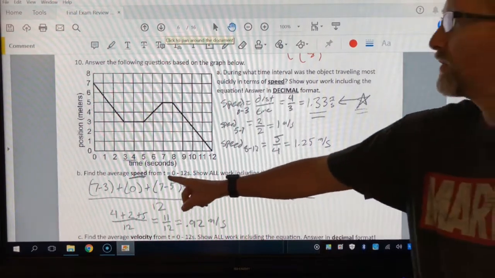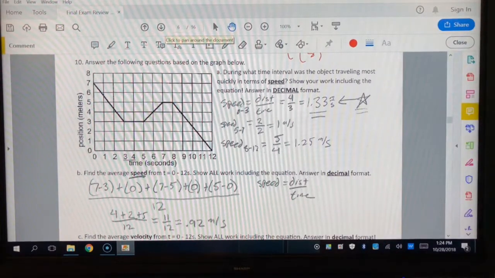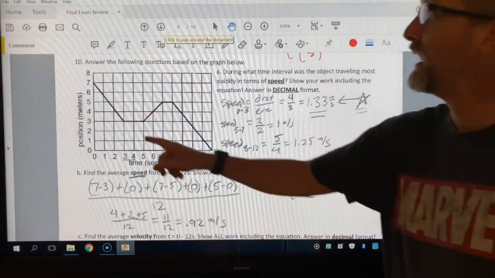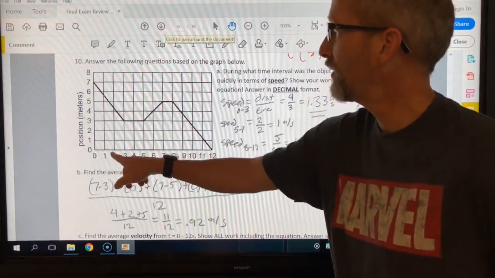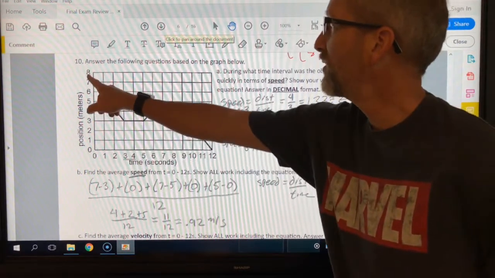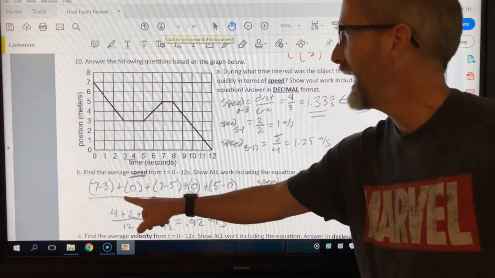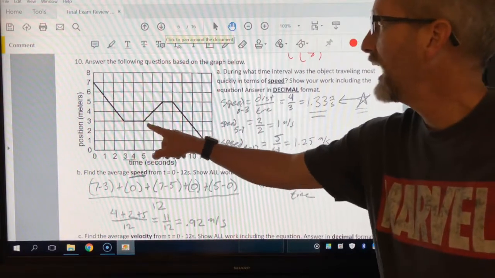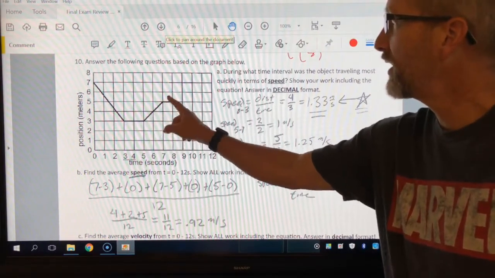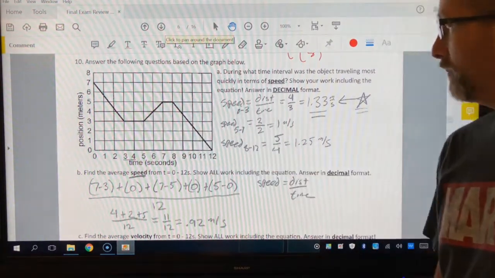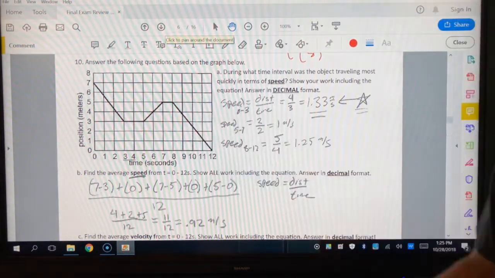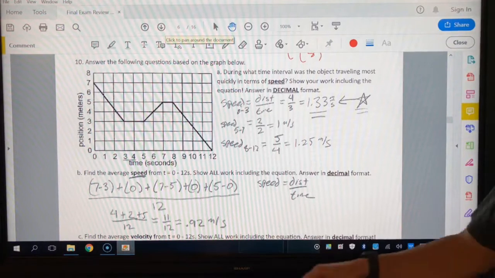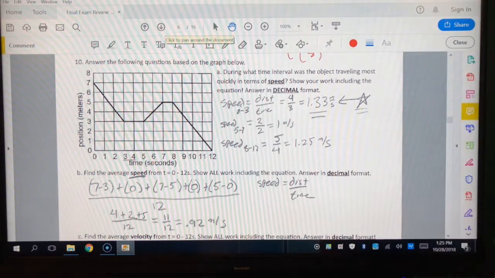Next thing they want us to do is find the average speed from 0 to 12 seconds. So again, I have to find the change in position for this first slope, which would be 7 minus 3. And then I'm going to add 0. And then here I've got another 7 minus 5. And then I've got 0. And then I've got 5 minus 0. And that's all divided by my 12 seconds.